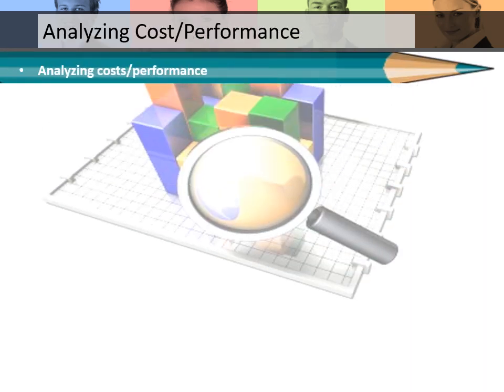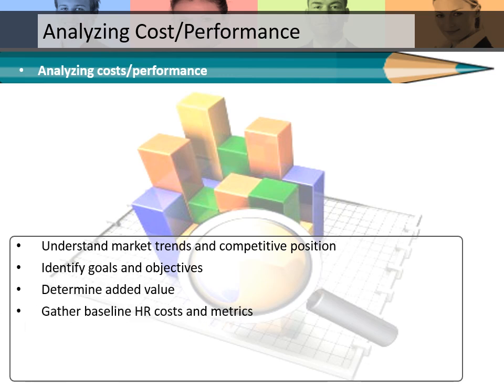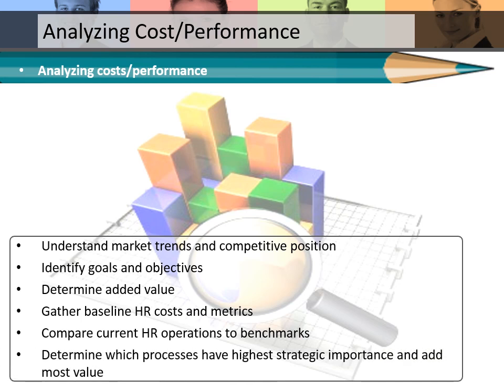Analyzing costs or performance. Understand market trends and the competitive position. Identify goals and objectives. Determine an added value. Gather baseline HR costs and metrics. Compare current HR operations to benchmarks. Determine which processes have highest strategic importance and add the most value.